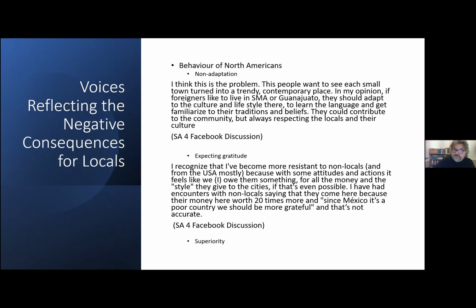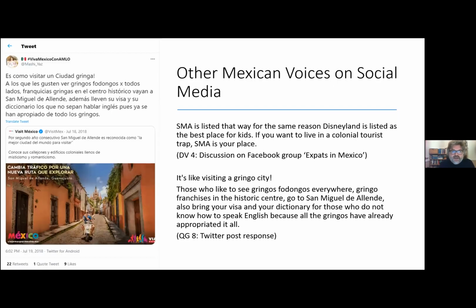And again, this was a perception of some of the students from Guanajuato who have experienced the city, and a sense that they have this superiority. And finally, in terms of this type of data, there is the wider social media data from Mexicans who actually don't live in San Miguel, found with a little bit of detective work.